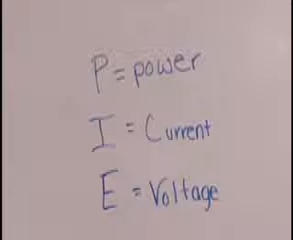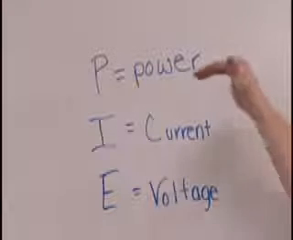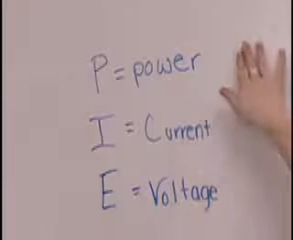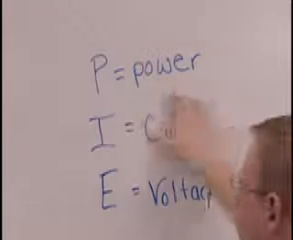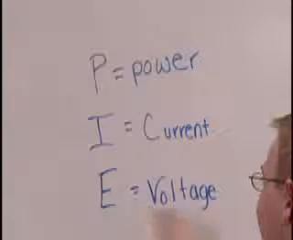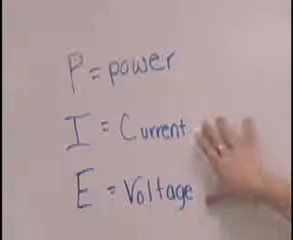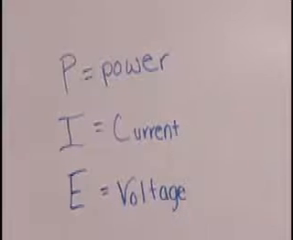The next diagram in Ohm's law is a power diagram. Here we have three things. This is used to solve for power. P represents power, I is current, and E is voltage. I and E do not change. They stay the same no matter what Ohm's law formula you are using.